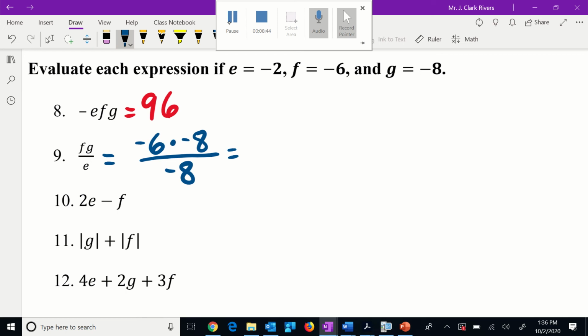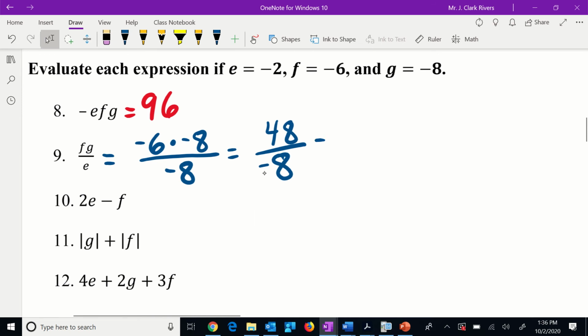A negative multiplied by a negative is going to be a positive. 6 multiplied by 8 is 48. So we get 48 divided by negative 8. What is a positive divided by a negative? That is a negative. What is 48 divided by 8? 6. So we get negative 6 on number 9.